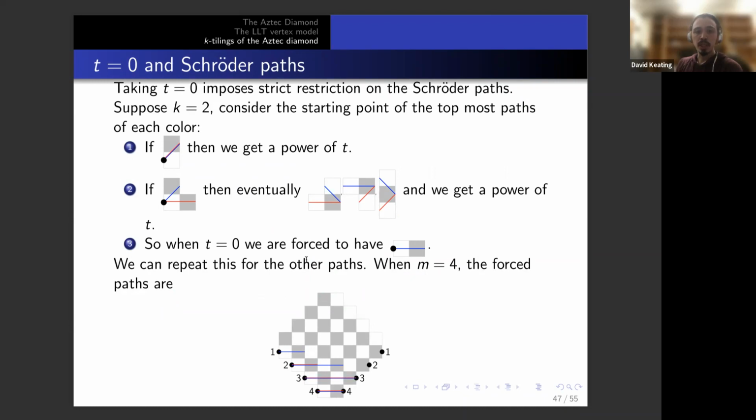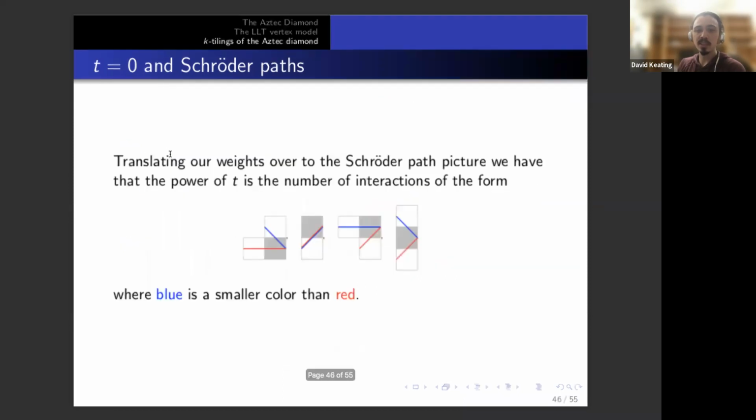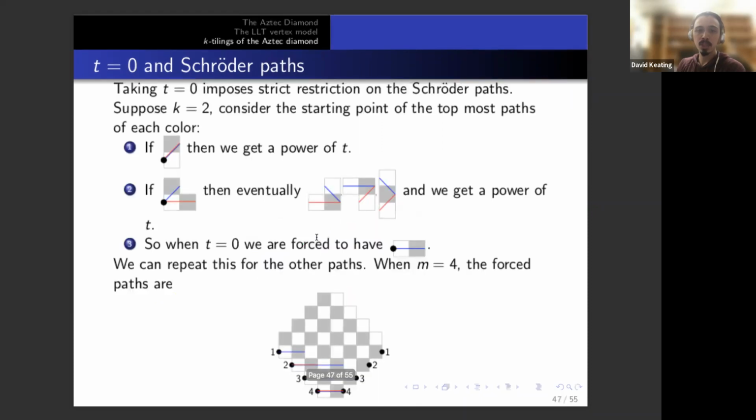So, like I said, we'll have some pretty strict restrictions on our Schroeder paths when we take t to 0. We're going to do this all for 2 colors, but you could generalize it to k colors without much difficulty. So let's look at this top path here and ask, what can the paths do when they start? Well, if both the red and the blue path go up, then we get a power of t. That's not allowed because t is going to 0.